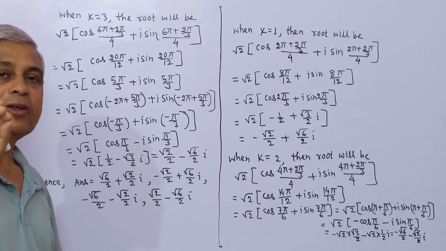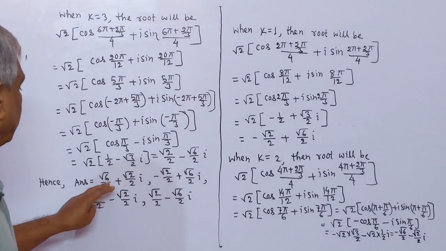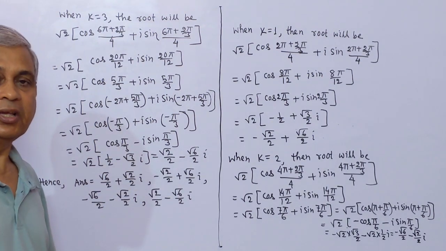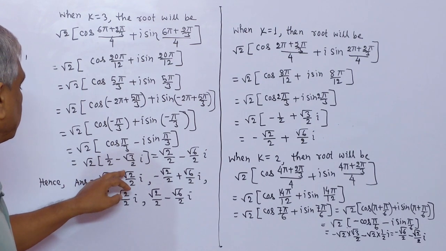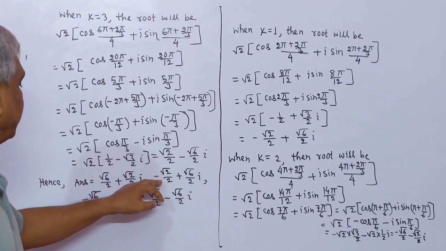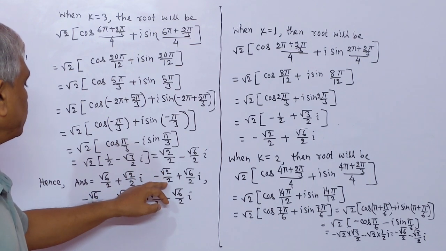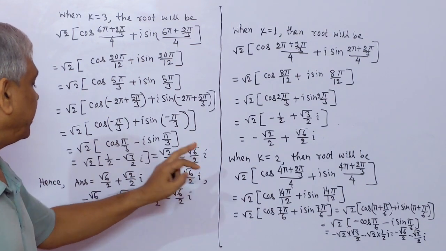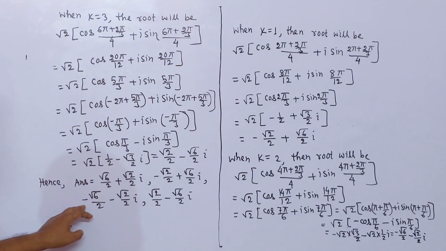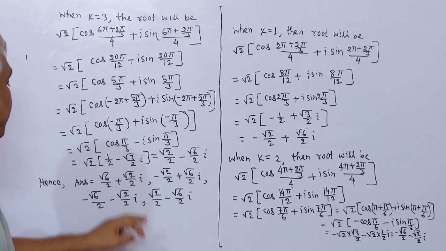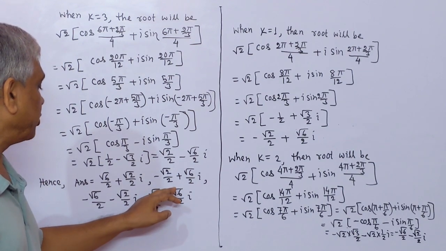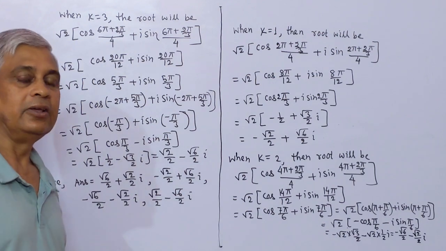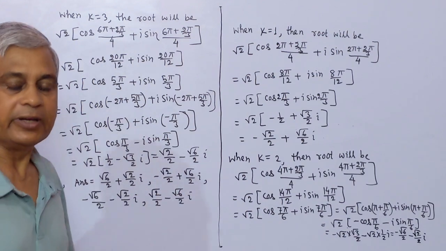Therefore, answer will be, here we get 4 values. These values are square root 6 by 2 plus square root 2 by 2 i. Second is minus square root 2 by 2 plus square root 6 by 2 i. Third is minus square root 6 by 2 minus square root 2 by 2 i. And fourth is square root 2 by 2 minus square root 6 by 2 i. So the problem is solved.